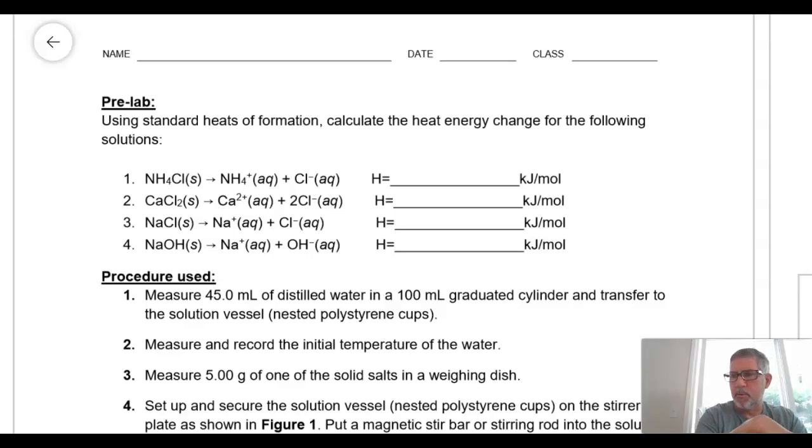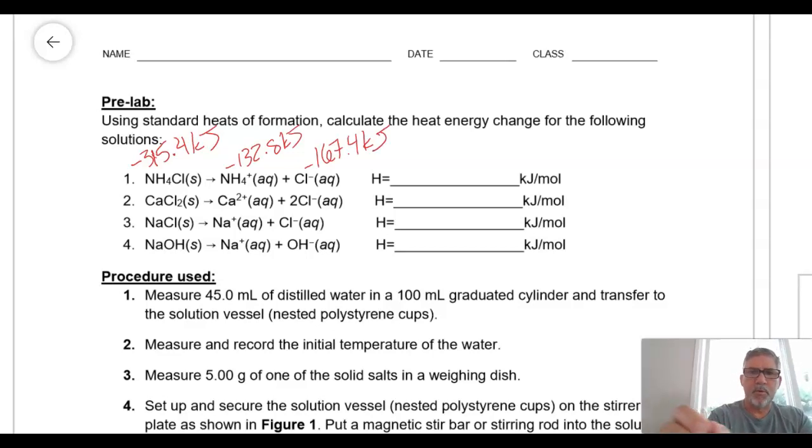Okay, so for ammonium chloride, we have negative 315.4. For ammonium ion, we have negative 132.8 kilojoules. And for chloride, we have negative 167.4 kilojoules.